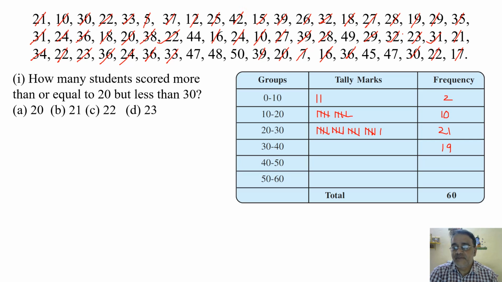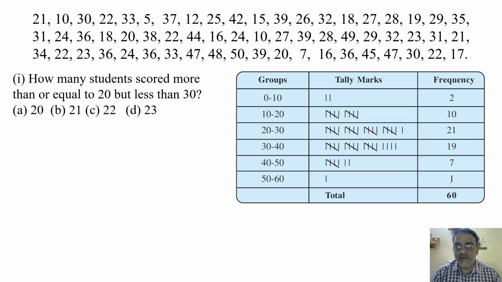Counting gives 7. And 50 to 60 has only one, which is 50. So we got 2, 10, 21, 19, 7, and 1, right? Correct. So we are getting this table, okay.